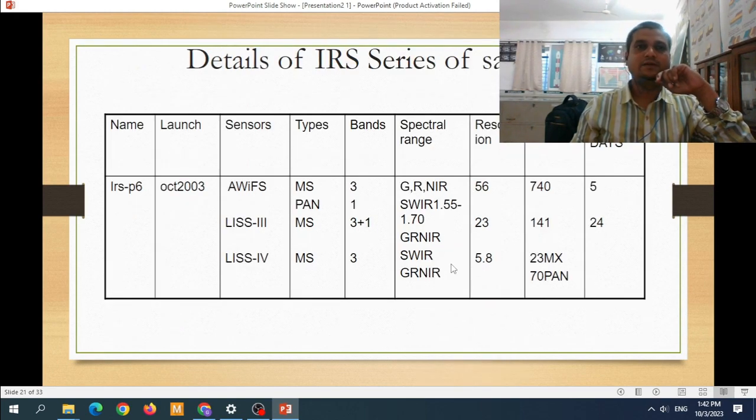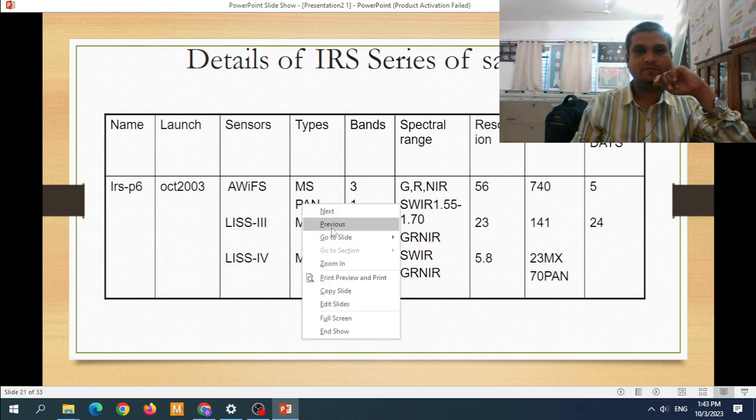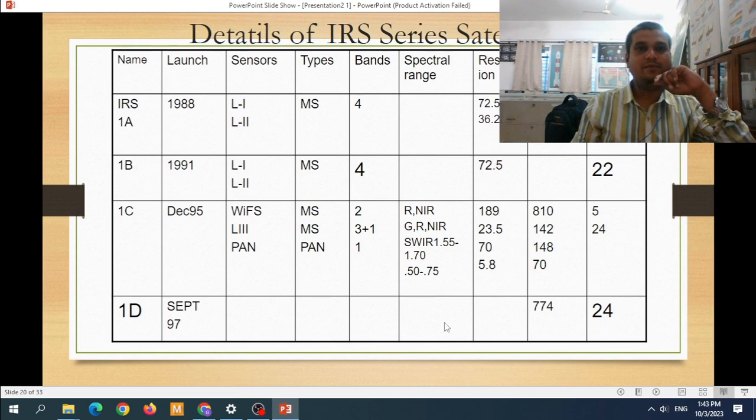Okay, then IRS P6, that is October 2003. WiFS, LISS-3, LISS-4. Here in P6 there are increasing types of sensors, that is MS, PAN, MS, PAN. Then bands 3, 1, 3 plus 1, 3, and spectral range near infrared, swath, shortwave infrared, near infrared. Okay, resolution and swath, revisit. You can just remember the sensor, revisit day and resolution. These 3 things are important to remember. Okay, this is the table.